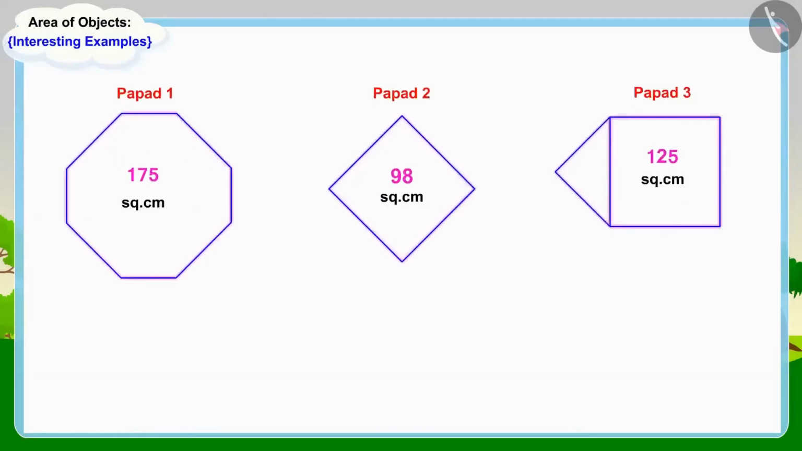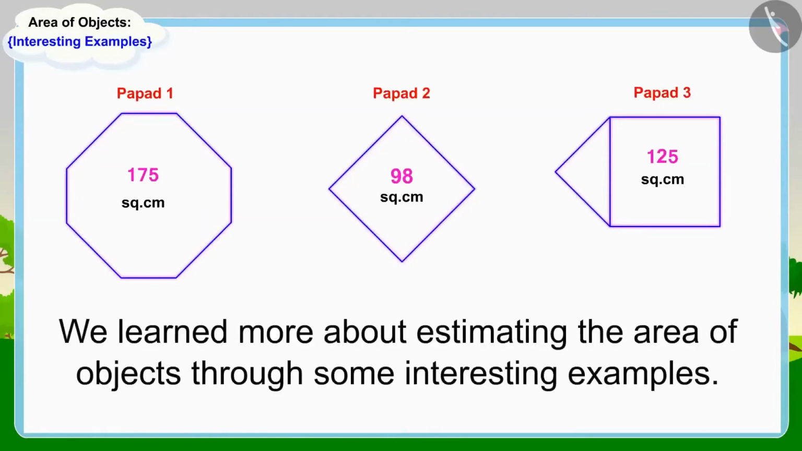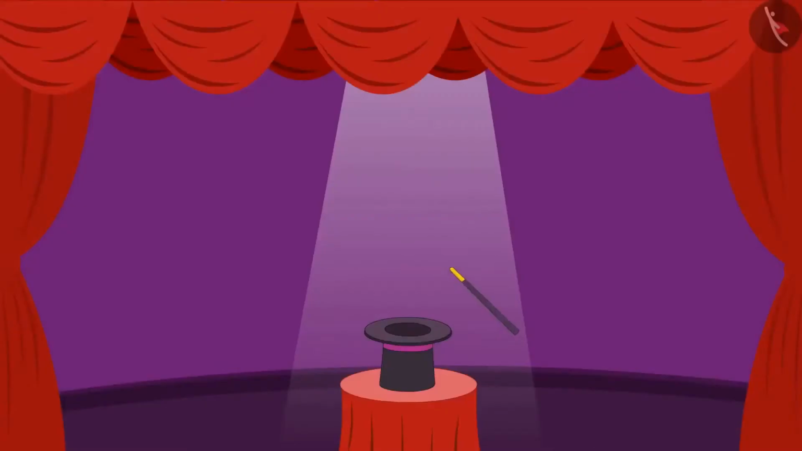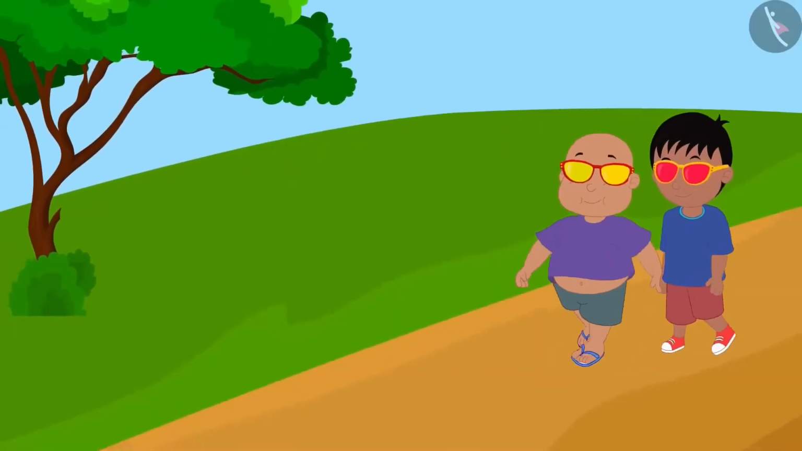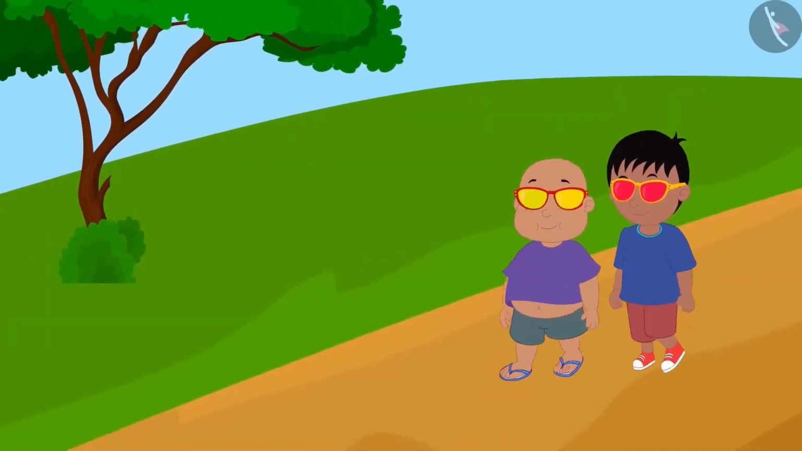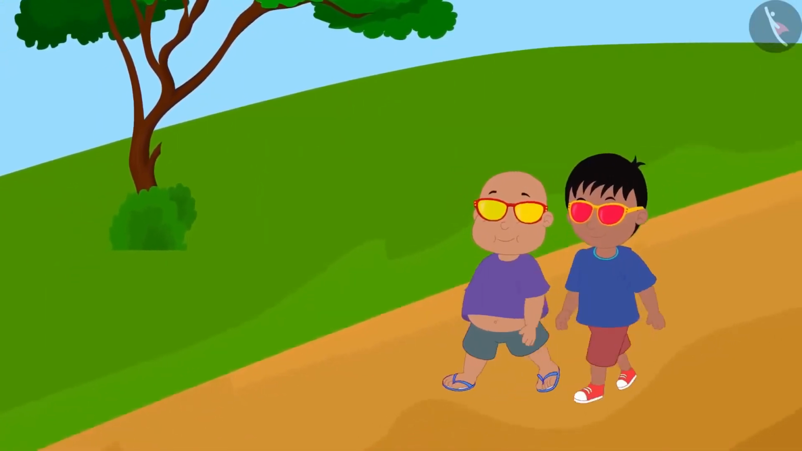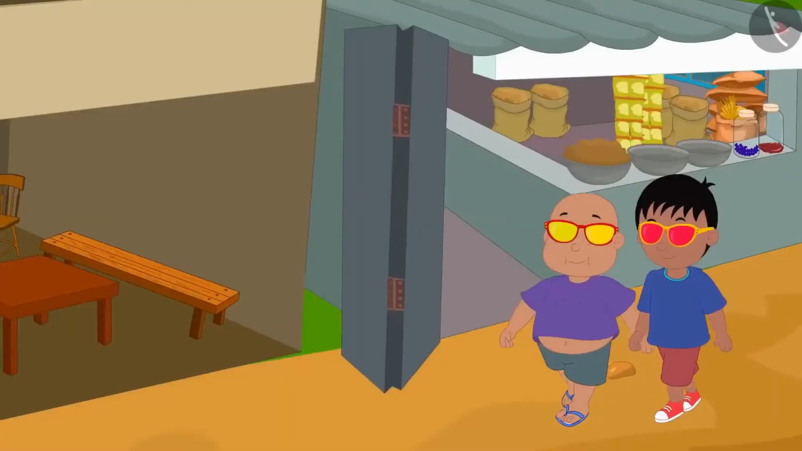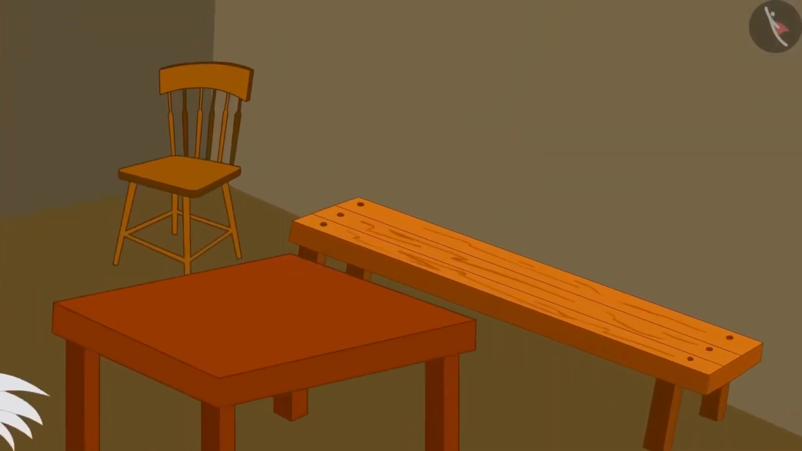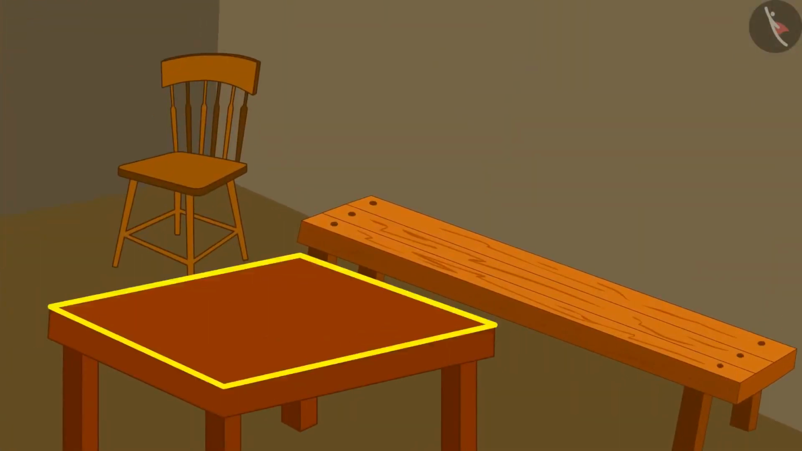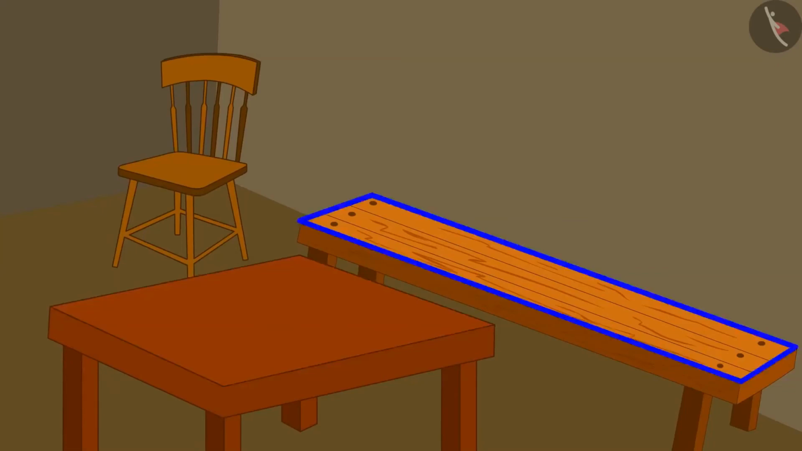Hello children! In the previous video, we learned more about estimating the area of objects through some interesting examples. In this video, we will see some of the misconceptions related to this. Raju and Bablu are out on a walk again today wearing their unique glasses. While wandering, they reached Uncle's table shop. Uncle's shop has a square-shaped table and a rectangle-shaped table.